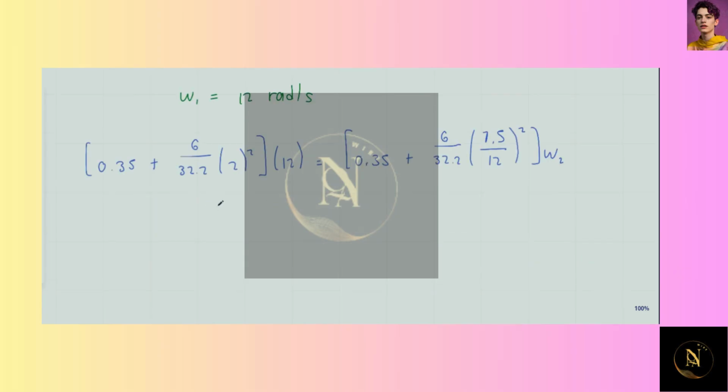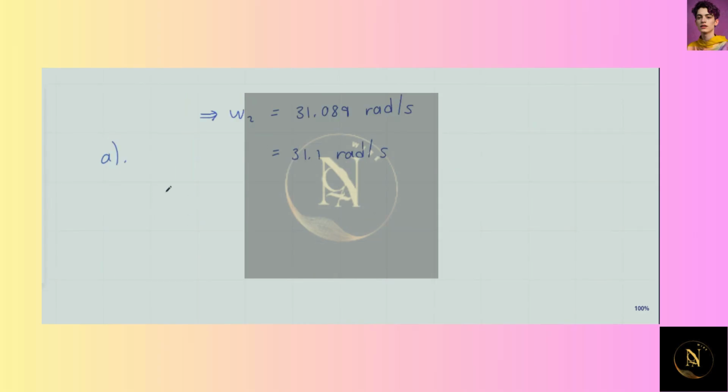So we can simply simplify this equation and solve for omega 2. And we get omega 2 is 31.089 radians per second. So that's the speed of rotation, the angular speed of the system in position 2. And so this simplifies to 31.1 radians per second. And that's our answer for part A, the angular velocity of the rod AB.